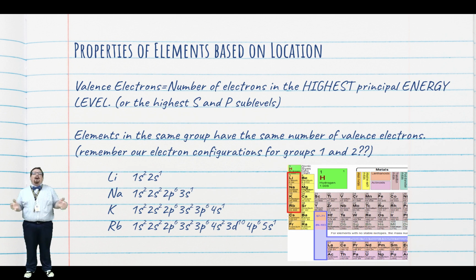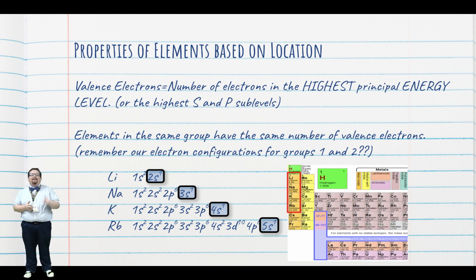Now I know this has been a long one, but I promise we're almost done, folks. Our elements are grouped with other elements of similar properties on the periodic table. For example, if we look at the valence electrons, or the numbers of electrons in the highest principal energy level, we notice a trend. Lithium, sodium, potassium, rubidium, they each have only one electron in their highest energy level, that s1 energy level. That means they have one valence electron.